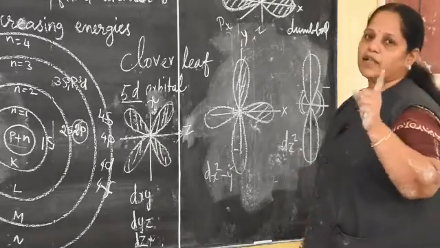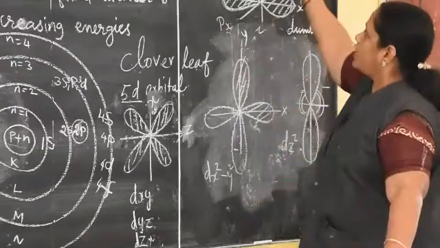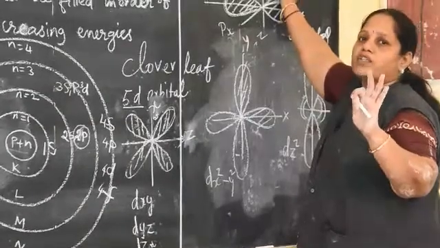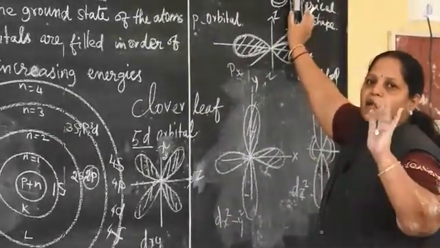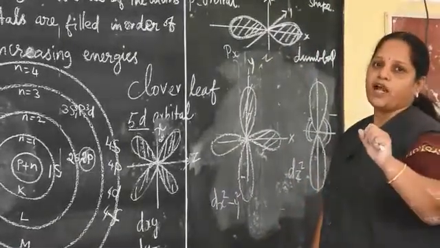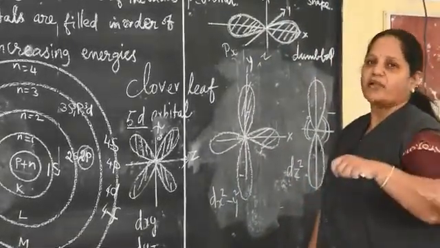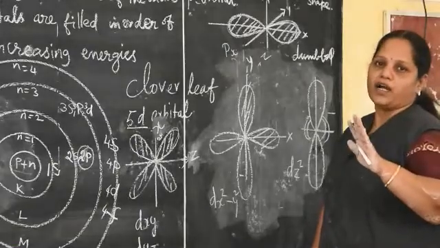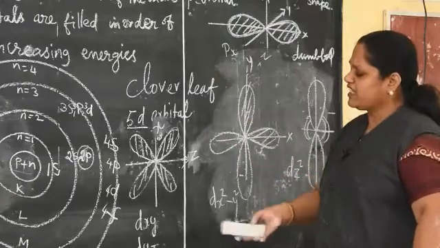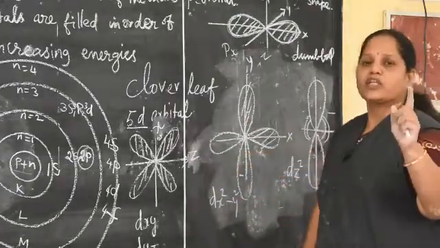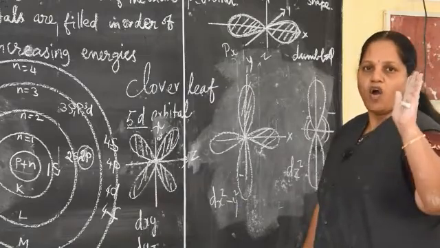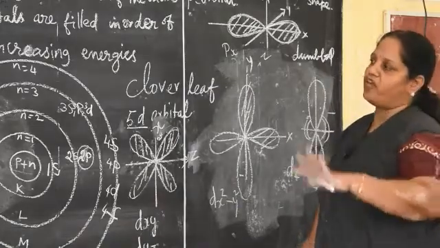How many s orbitals? Only one type of s orbital, spherical in shape. How many p orbitals? 3 p orbitals. How are these represented? Px, py, pz. How many d orbitals? 5 d orbitals. And how many f orbitals? 7 f orbitals. They have indefinite shapes, we will discuss that later. So totally f orbitals are 7. One s orbital, 3 p orbitals, 5 d orbitals, 7 f orbitals.